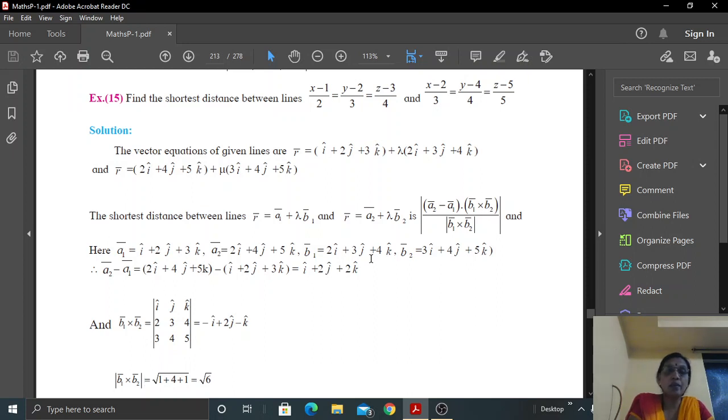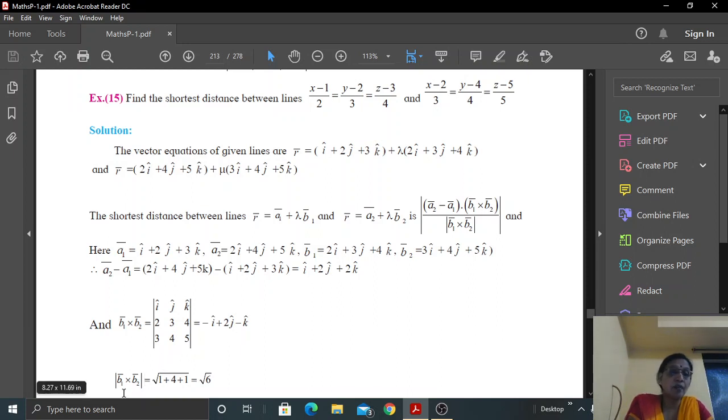Okay. Next, find the value of the cross product of b1 bar and b2 bar. Therefore, first row is i, j, k. And second row is 2, 3, 4. See here, this is the b1 bar. Coefficients of i, j, k are 2, 3, 4. Next, consider this b2 bar. Here coefficients of i, j, k are 3, 4, 5. So write here 3, 4, 5. After simplifying, we get minus i cap plus 2 j cap minus k cap.